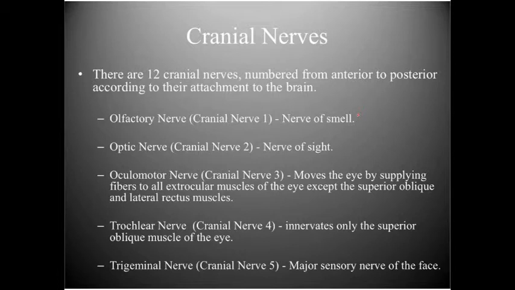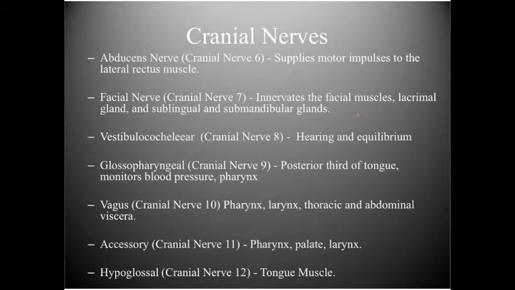Cranial nerve 3, excuse me, is the oculomotor nerve, which moves the eye by supplying fibers to all extraocular muscles of the eye except the superior oblique and lateral rectus muscles. The trochlear nerve is cranial nerve 4, and innervates only the superior oblique muscle of the eye. Cranial nerve 5 is the trigeminal nerve, which is the major sensory nerve of the face. You've probably heard of trigeminal neuralgia, and that is where this stems from, cranial nerve number 5.